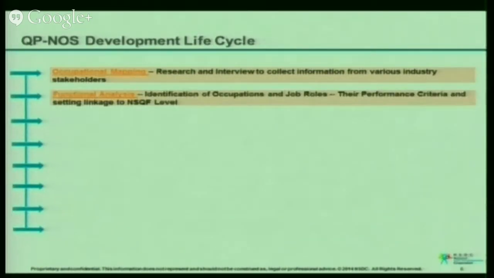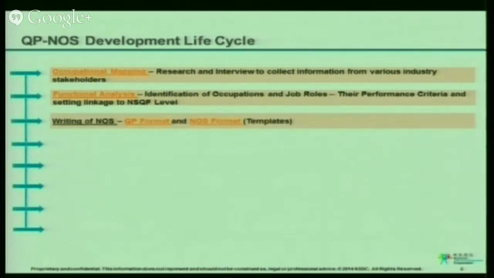Like I was telling you, how the QP NOSs are developed. QP would be a qualification pack. NOS is National Occupational Standard. So the sector skill councils do an occupational mapping. Like I told you earlier, they identify the job roles in their sector. Then they do a functional analysis. In that functional analysis, they understand for every job role what the key functions are. Once they have done the functional analysis, they understand that these are the NOS. Those key functions only become the National Occupational Standards. There is a set format in which every sector skill council issues qualification packs.